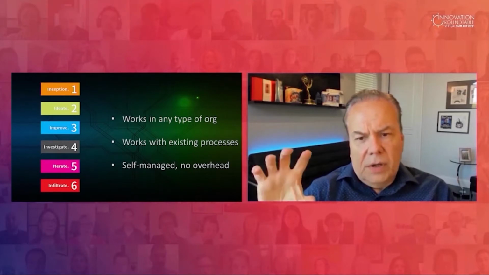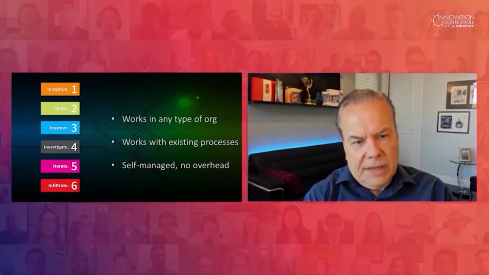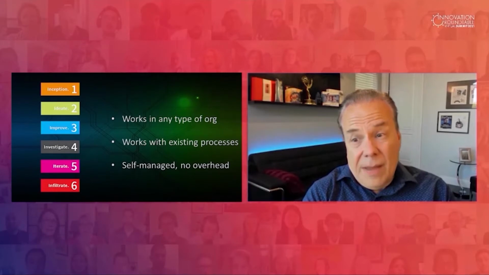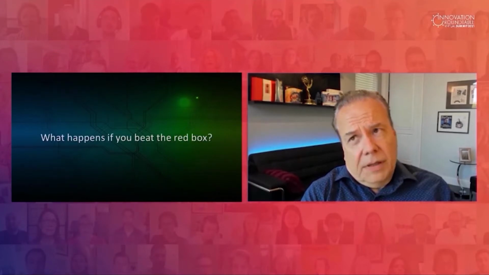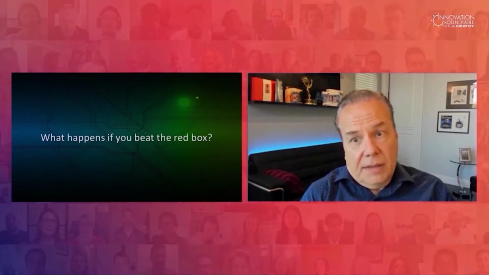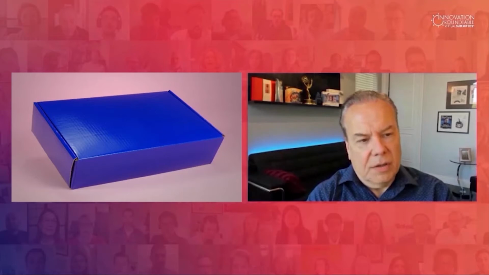And when they would conquer the box, when they would graduate from level 6 by passing the milestone, they would get a fabulous prize. And everybody always wants to know what happens if you beat the red box. Well, that fabulous prize is a blue box. What's in the blue box? No one knows. Well, at least nobody at Adobe knew, but you can now get copies of red boxes and blue boxes used at organizations all over the world.